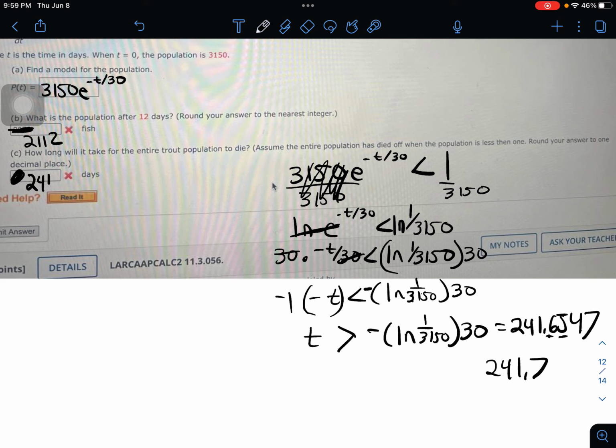And that should be the answer right there. Let me do one check to just make sure everything checks out. I like to check my work, make sure everything's good to go. So give me 1 second. e to the negative 241.7 divided by 30. Oh, that's a negative. Yep, that's right.